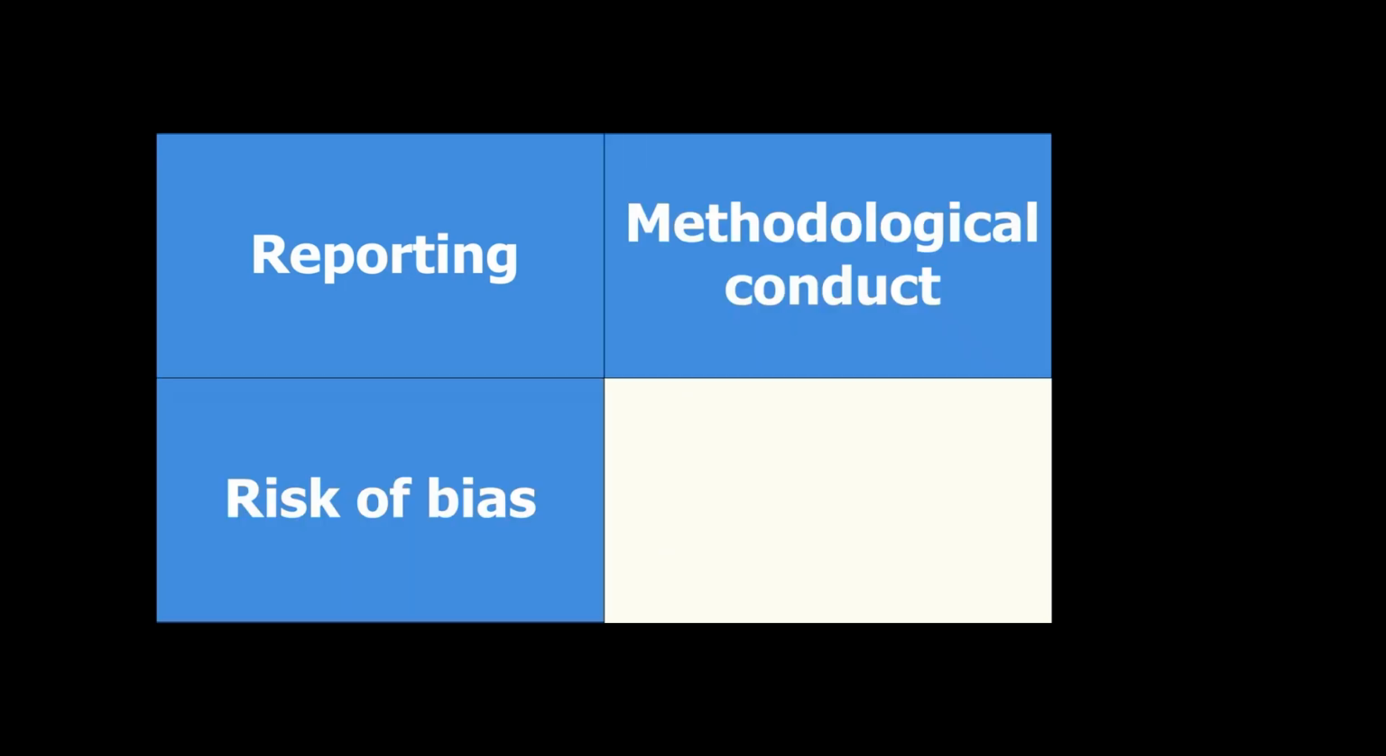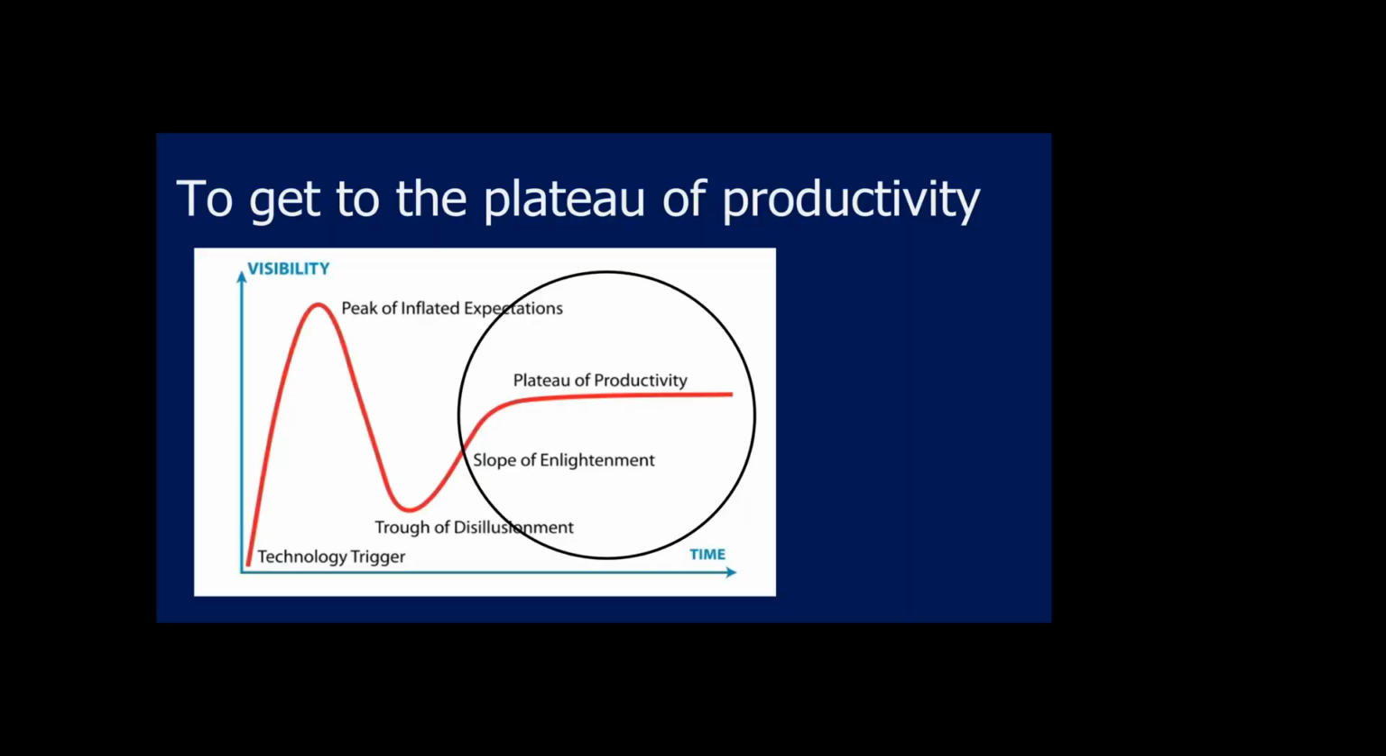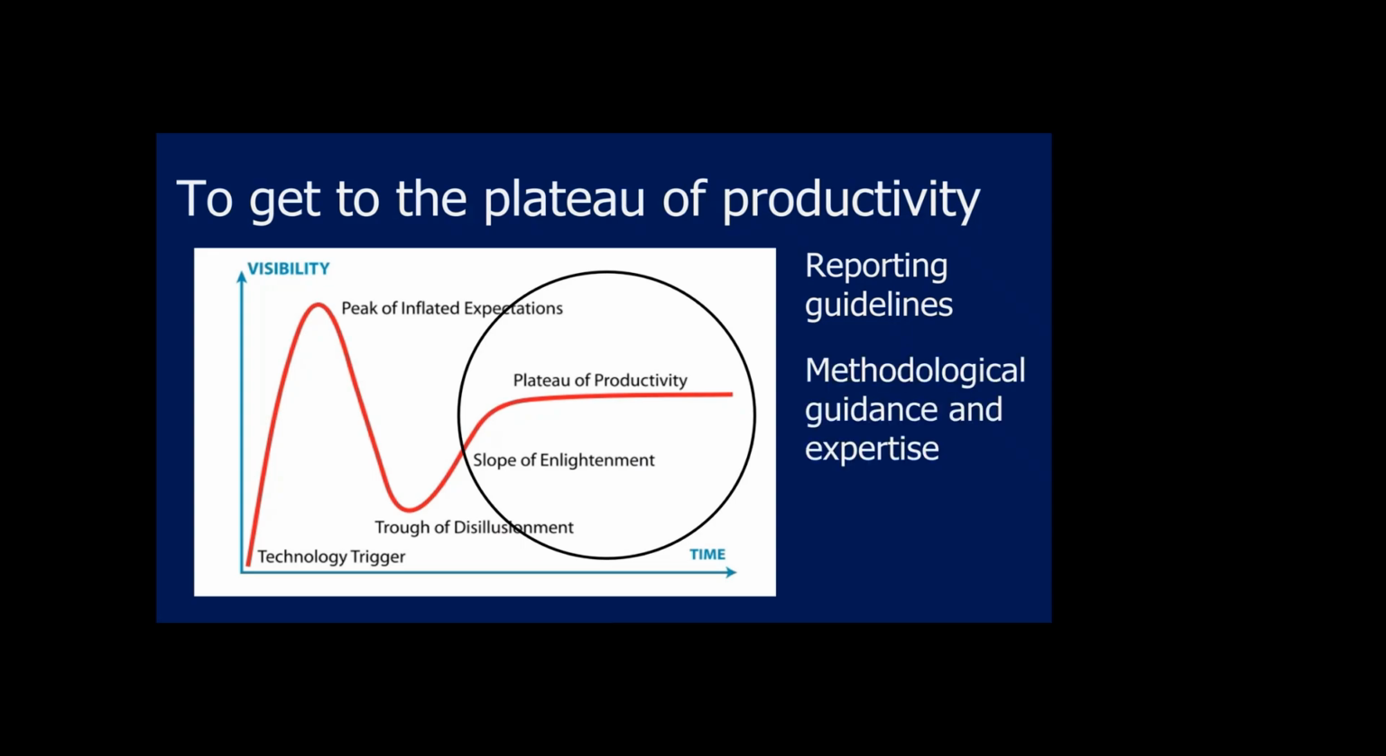So just as a quick summary, we looked at reporting, methodological conduct, risk of bias, and spin in these studies, and sadly not painting a great picture, not only because they're not performing very well on each of these four, but also because there's quite a lot of variation in practice of how these models are being developed. So how do we get to that plateau of productivity here? Hopefully we're on our way. Really what's needed is reporting guidelines, more methods guidance around this, and tempered expectations.